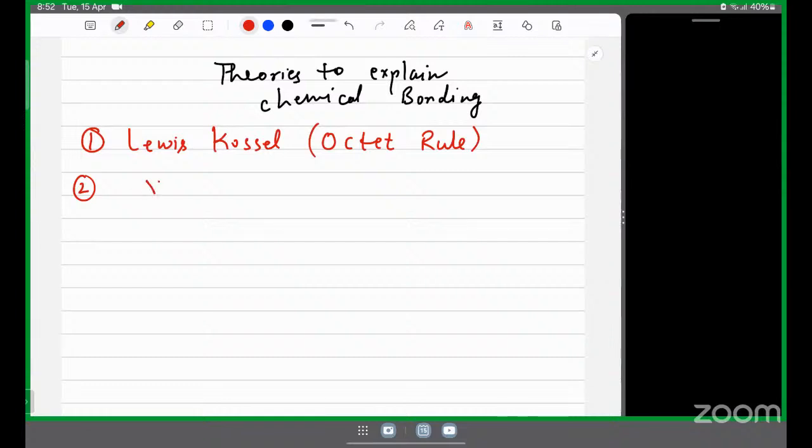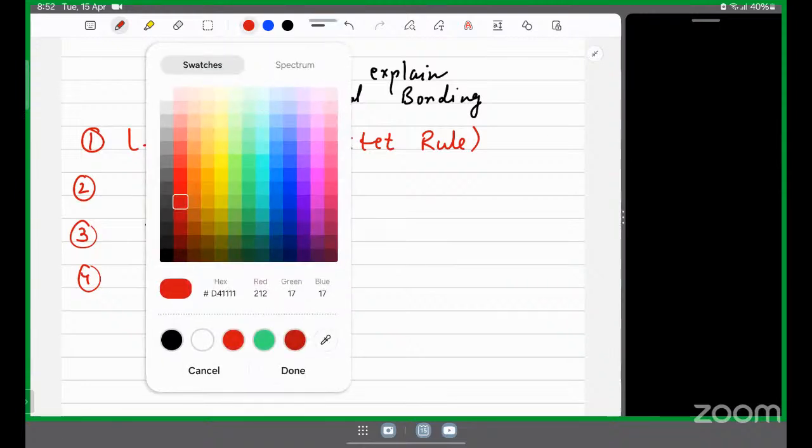Second one is VSEPR theory, which is valence shell electron pair repulsion theory. Third one is VBT, valence bond theory. Fourth one is MOT, molecular orbital theory. Then we have one more theory, CFT, crystal field theory, which is not in the course. So you just have to study these four theories.